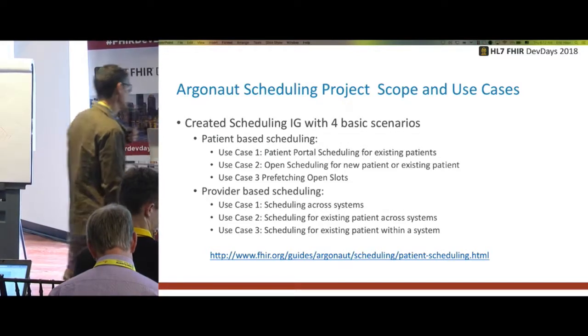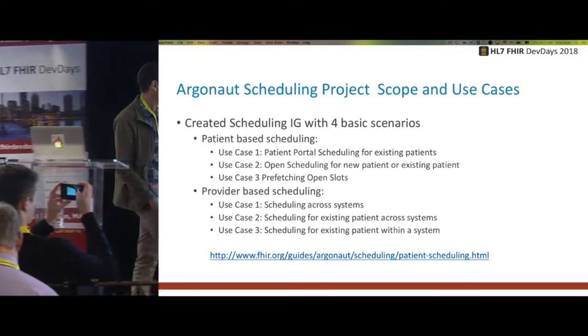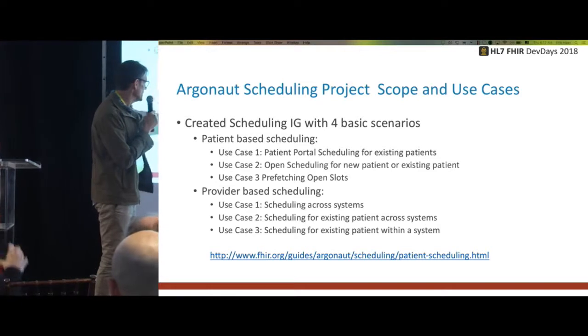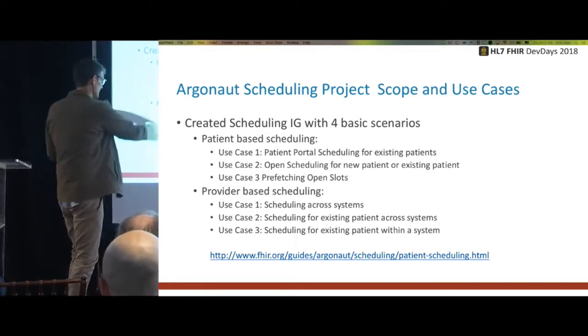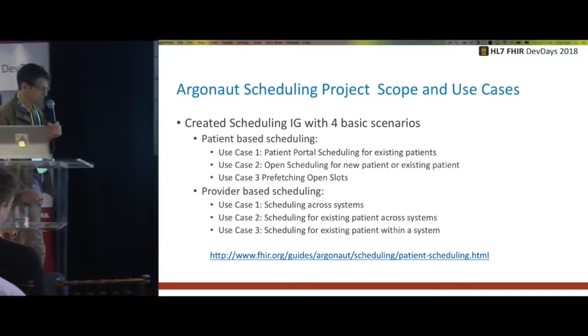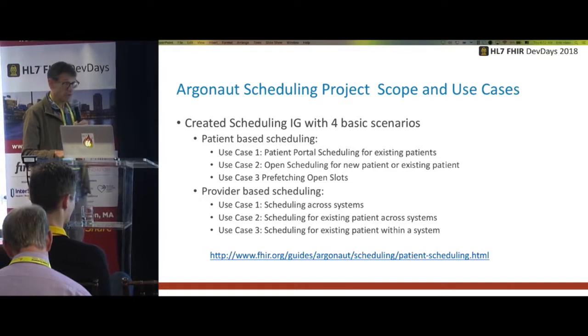In the provider-based scheduling, the first case is really the main case, scheduling across systems, use case 1. And then these 2 are really specializations. This one we don't talk about at all, because we don't think it's a really useful use case, but it's in there in case you want to look at it. Okay, so we have our use cases figured out. We kind of figured out our scope.